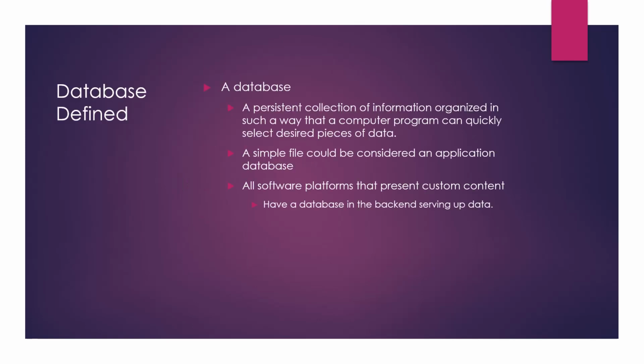So what's a database? A database is a persistent collection of information organized in such a way that a computer program can quickly access and select the desired pieces of data. Persistence is important. It means the software system can be restarted and the database still be there. A simple file under this definition could be considered an application database. All software that presents custom data content has a database in the back end serving up data.